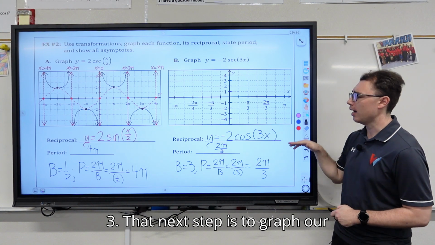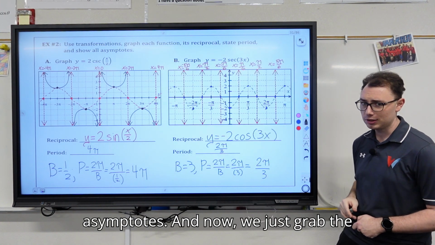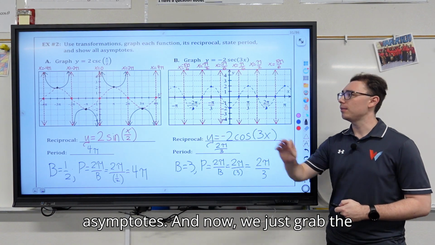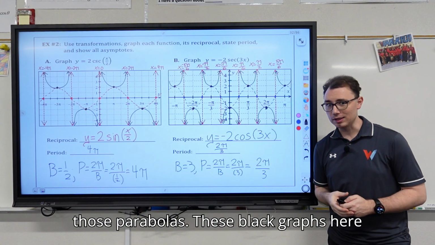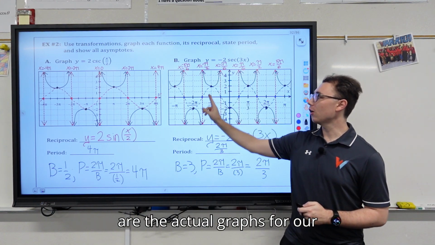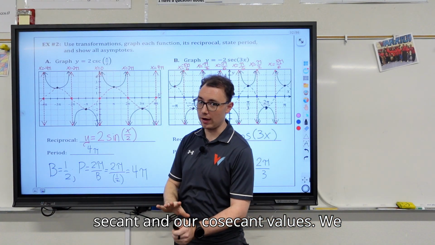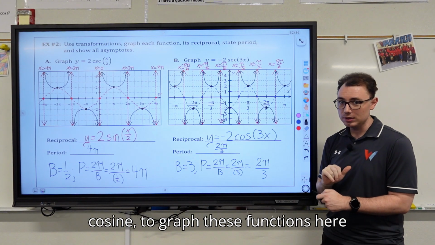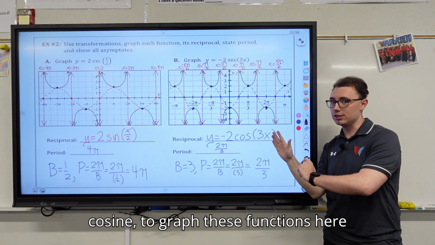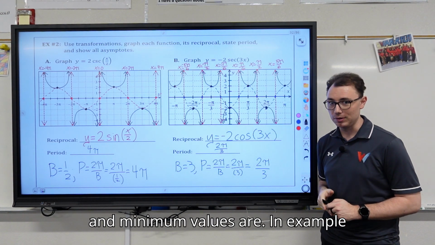That next step is to graph our reciprocal function and each of those intercepts here for that vertical asymptotes. And now we just grab the maximum and minimum values and place those parabolas. These black graphs here are the actual graphs for our secant and our cosecant values. We use the skeleton of sine, the skeleton of cosine to graph these functions here to help us identify where these maximum and minimum values are.